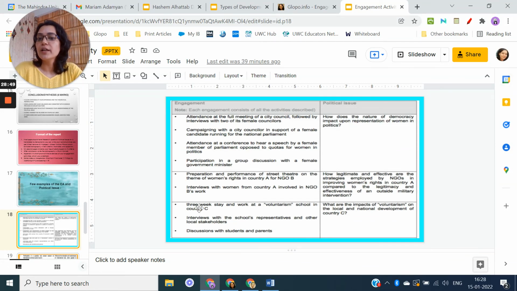So you may ask: can I work somewhere, stay for 3 weeks and work at a volunteer school in country C? Definitely you can do that. So in case you are proposing such an activity, what could be your political issue? This is how you can frame your political issue. This is from the IB guidebook.